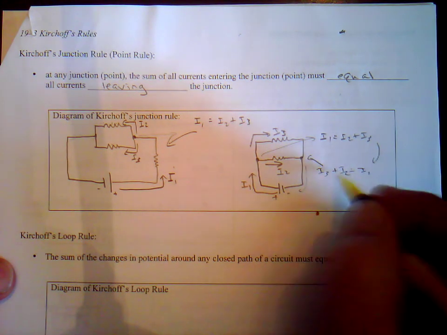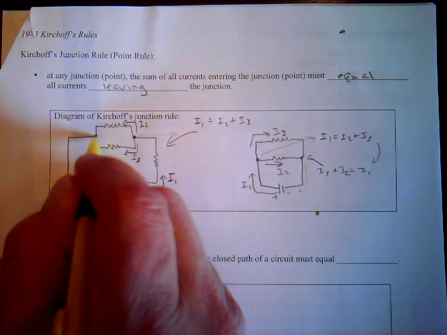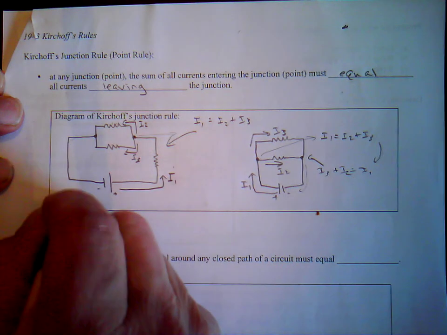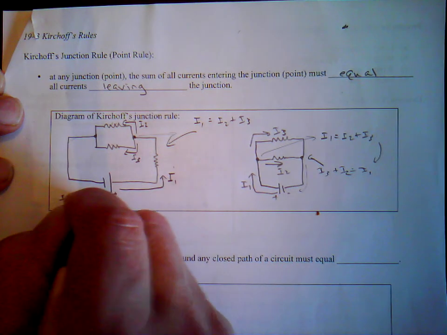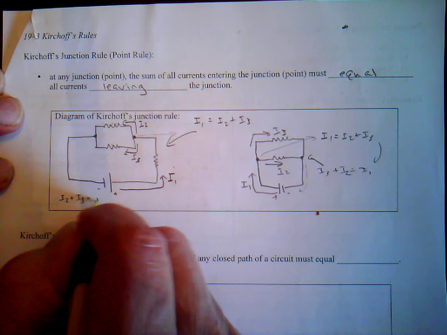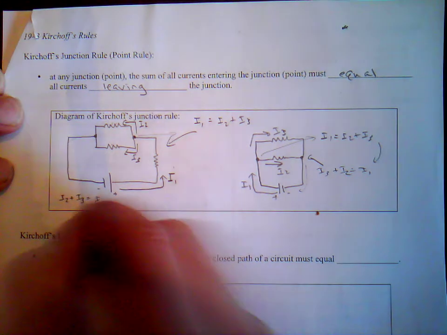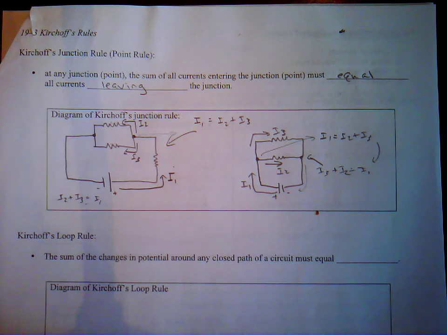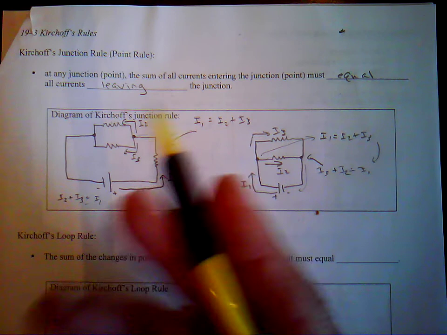If we analyze this junction right here, currents going in are I2 and I3, and that must equal all the currents going out, which is I1. Again, these two equations are actually the same equation. It doesn't matter which point you pick, but you must pick a point where all the currents are going in or out of that point. So that's Kirchhoff's junction or point rule.